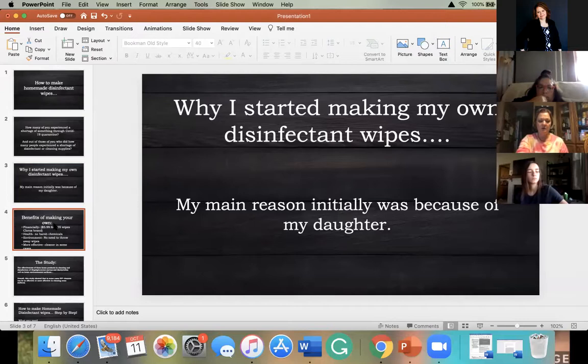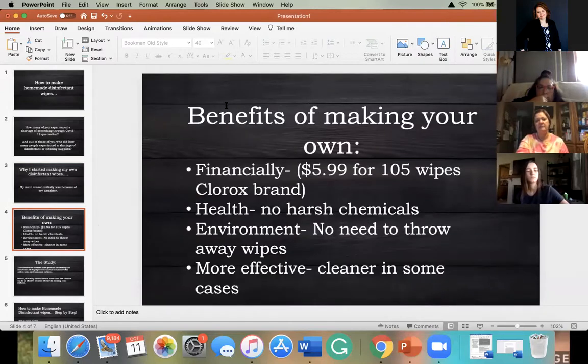So I'm going to talk about the benefits of making your own. So financially, you can buy one of the big Clorox wipes. They're pretty big, and there's 105 wipes in there for $5.99. Like I said, at the time, that $5.99 was money well spent. I did it, and that's what you had to do.